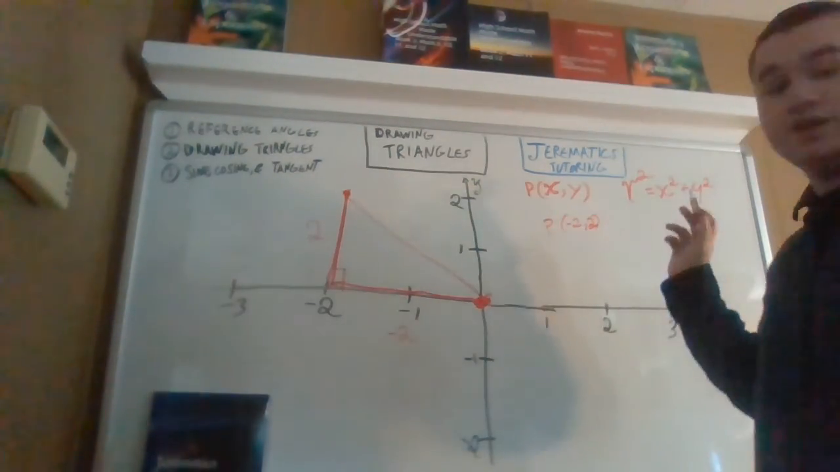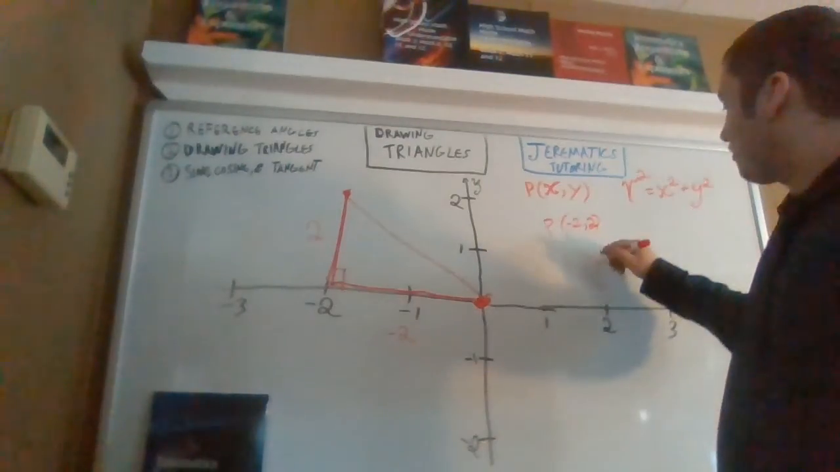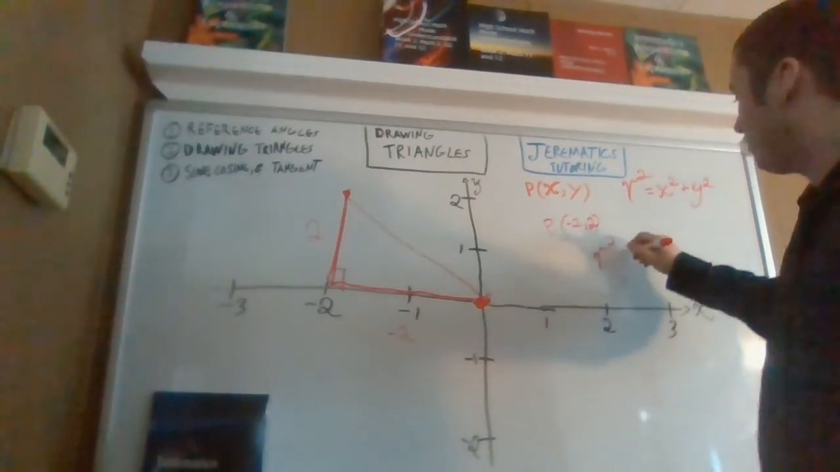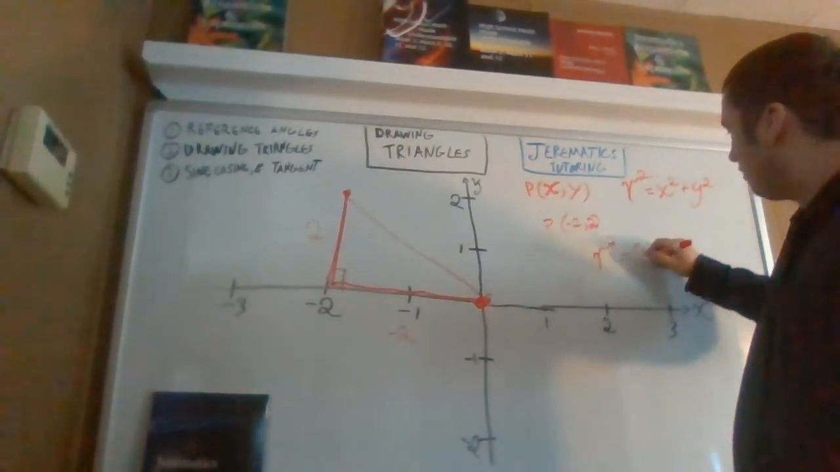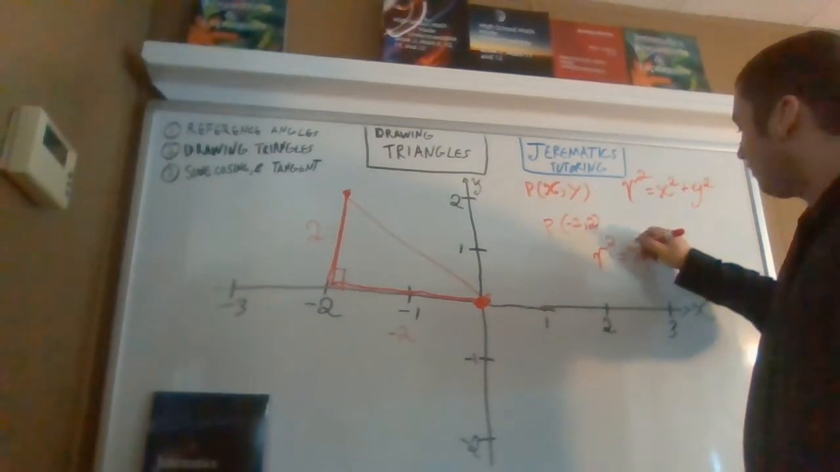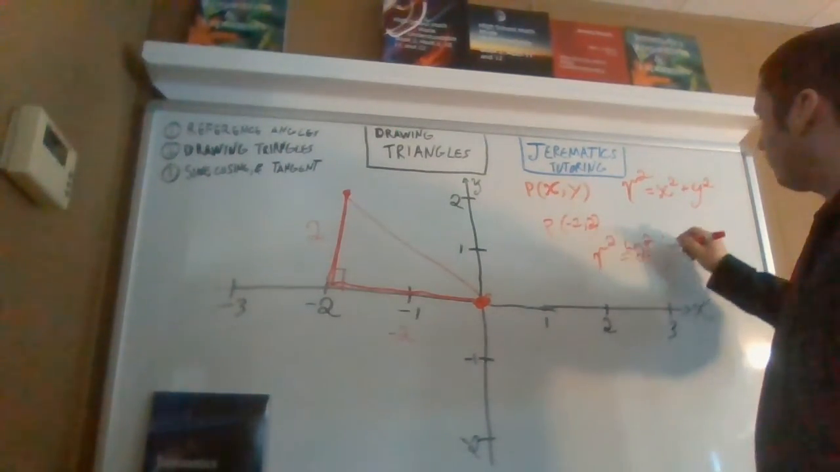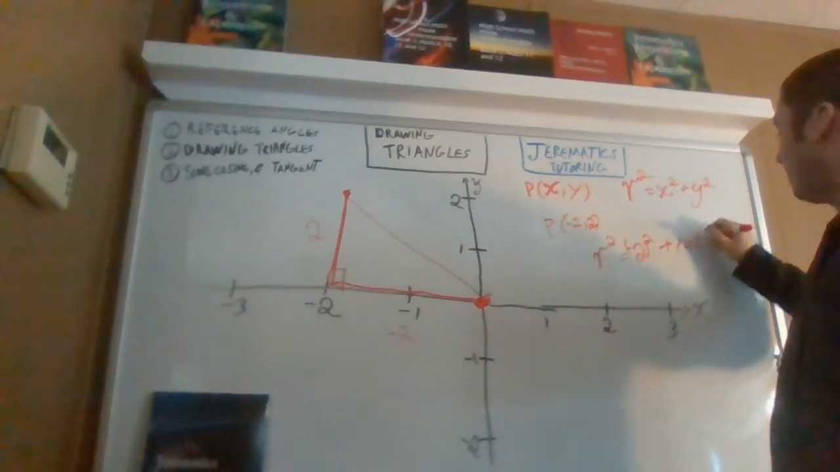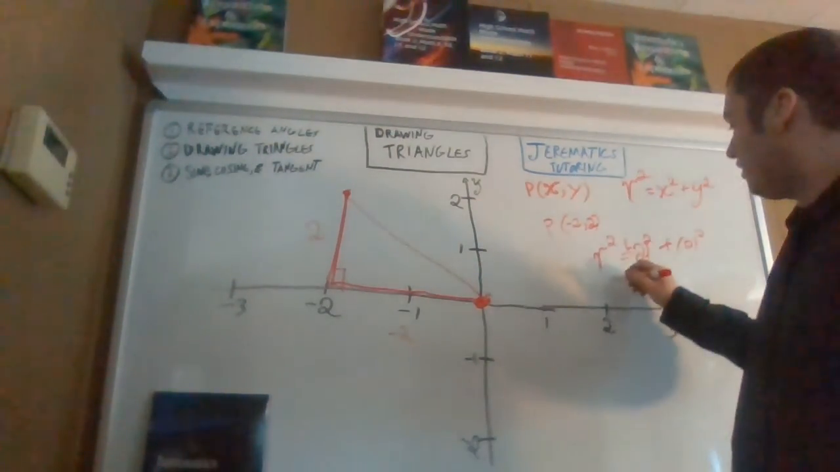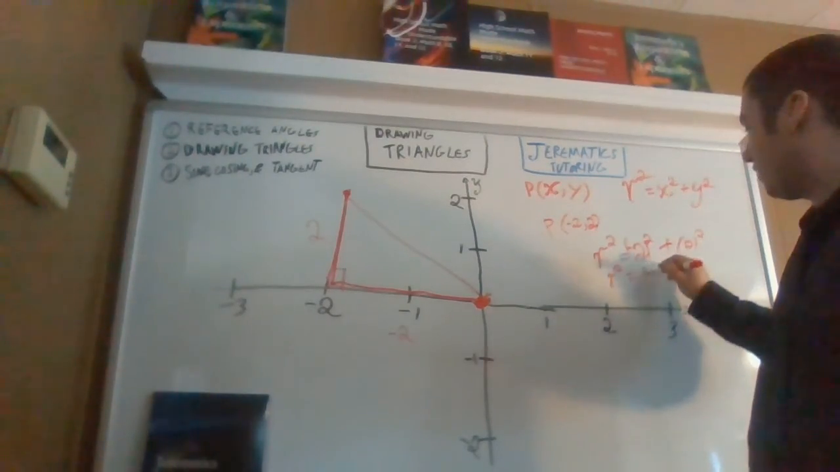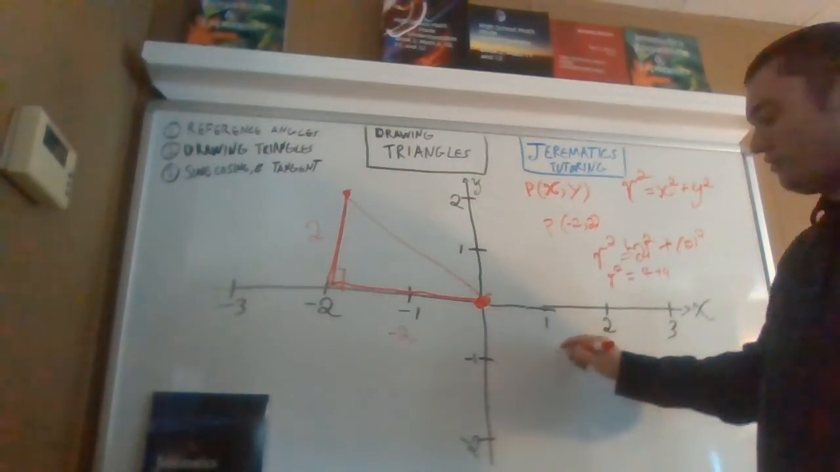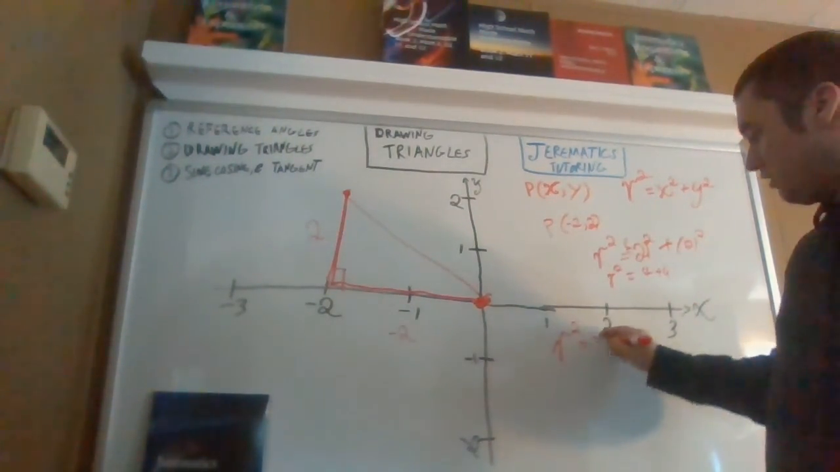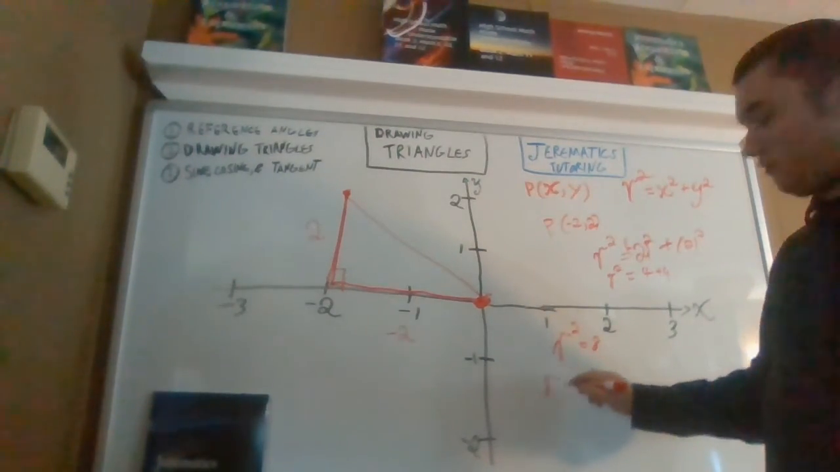Calculating our hypotenuse now. We use the formula r squared is equal to x squared plus y squared. So r squared is equal to -2 squared plus 2 squared. And -2 times -2 is +4. So r squared is equal to 4 plus 4, so r squared is equal to 8. What's r equal to? r is equal to the square root of 8.